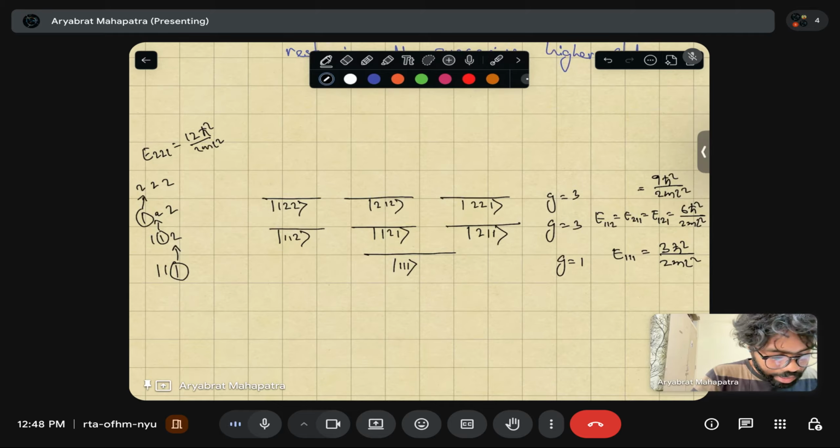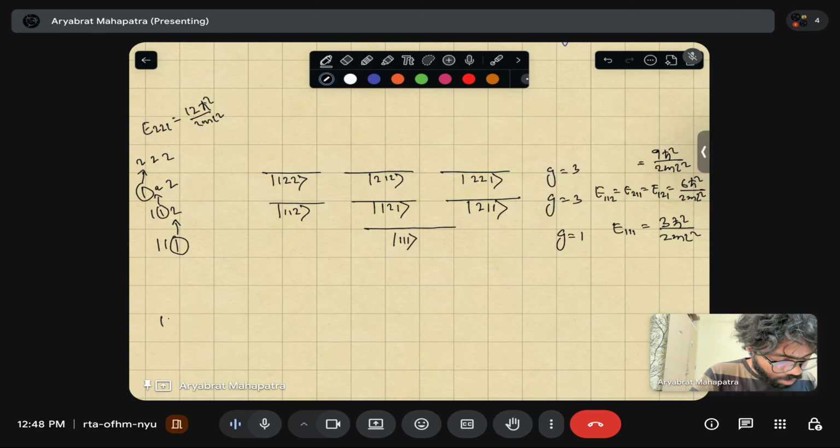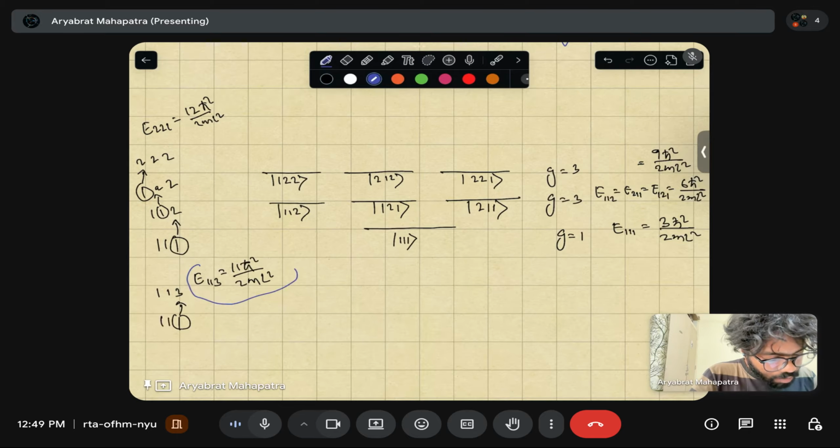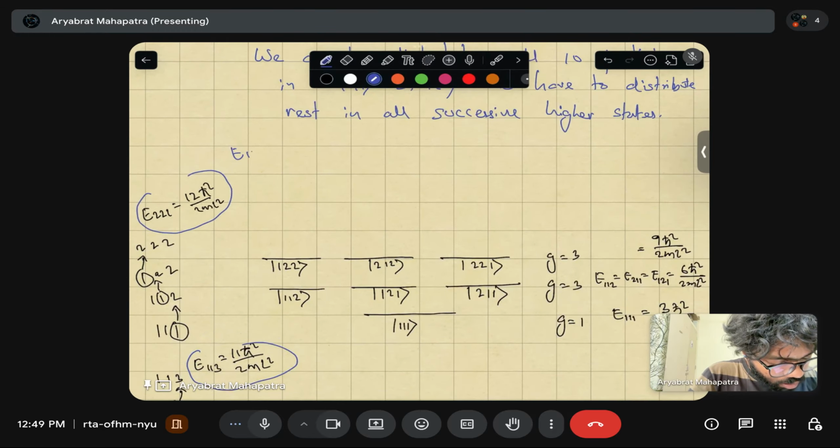But you will find that this is not the next successive energy level, because instead of making each of the ones go to 2, you could go from 1 1 1 to 1 1 3. In that case, the energy would be 9 plus 1 plus 1, so 11 h bar square over 2 m l square. So you see that E 1 1 3 is less than E 2 2 2.